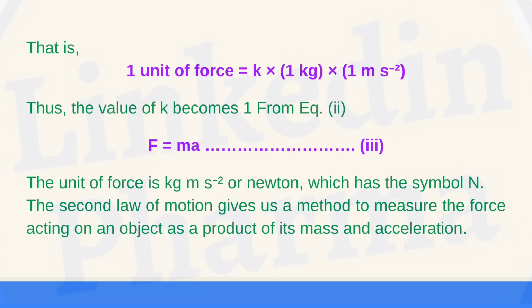From equation 2, F equals ma. The unit of force is kilogram m/s², or newton, which has the symbol N. The second law of motion gives us a method to measure the force acting on an object as a product of its mass and acceleration.